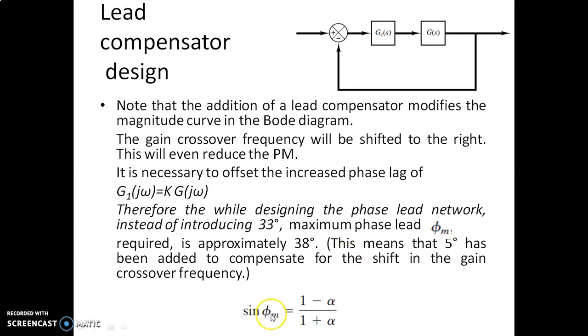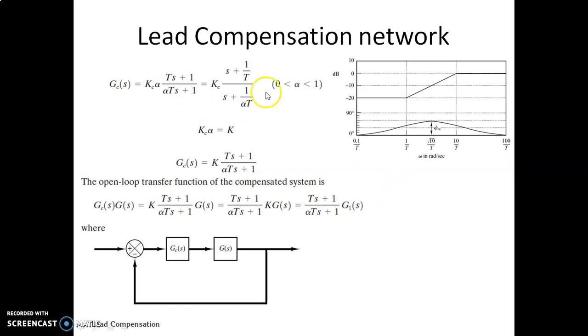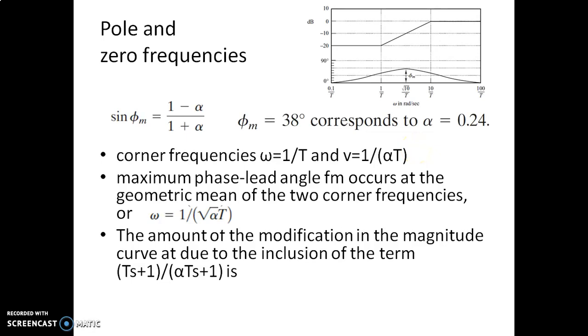So we are trying to find out the desired phi m. The desired phase shift should be 38 degrees. With this 38 degrees, we can find the alpha value, which is one of the design parameters here. This is the actual compensation network. You can see this is the value of alpha we are looking at, and this is the overall transfer function of the system after the compensation. This is the maximum phase shift we are going to have at a particular frequency, and this is for the desired phi m equal to 38 degrees. The corresponding value of alpha will be 0.24.